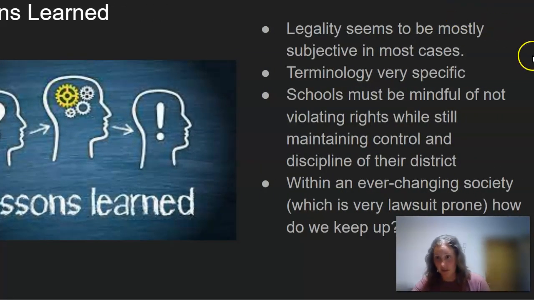As far as lessons learned, I have a little bit of a story that goes with this. So last year, at my district. And this is where the subjectivity of things gets difficult, because I think legality is very subjective, and the terminology of the Constitution is incredibly specific, but also very, very broad. So schools are put into the position where they have to be mindful of not violating anybody's rights while still being able to maintain control and discipline of their district. So how are we supposed to keep up with that? It's very difficult. And my dad, he's a retired history teacher and taught for many, many years. And he said, well, you kind of just have to keep in the back of your mind that you're trying to do what's right. Okay, well, what's right? What's right to me might not feel right to a student, to a parent, to an administrator. It's not nearly as cut and dry as I wish it were.